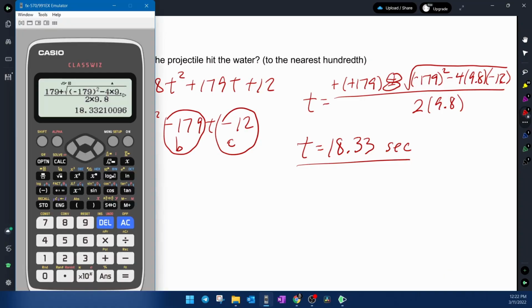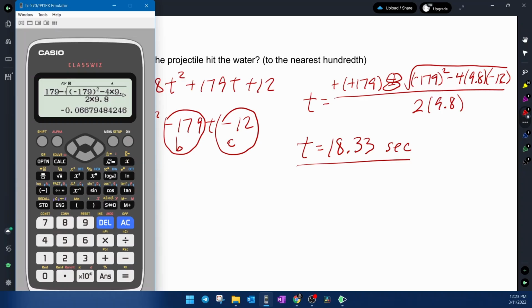Now, going back to the calculator, we can actually just edit what we input before. That is, if you have the ClassWiz, you can scroll back to where you have the plus. You can hit delete and insert a minus. Oh, and that's going to give us a negative number.